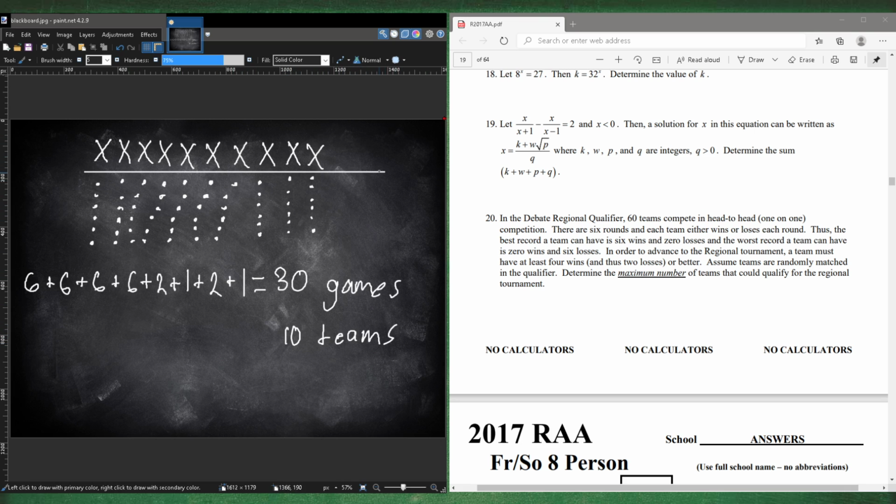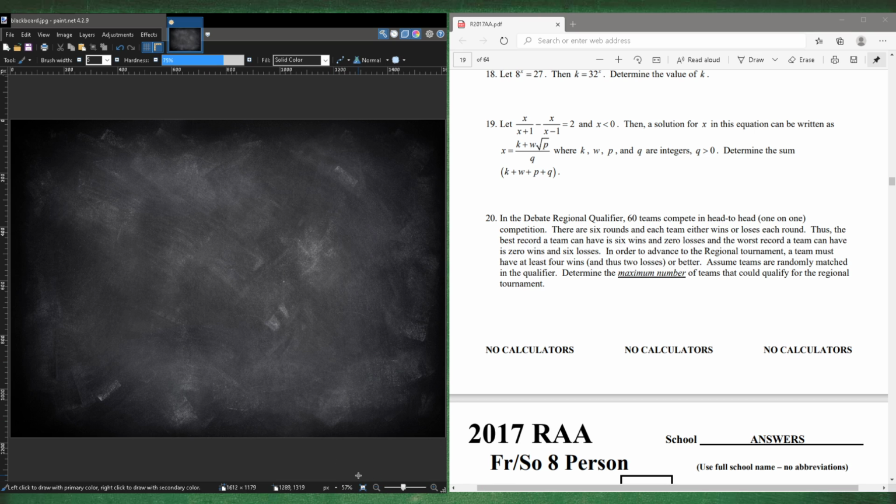So if we have 60 teams instead, how many games will we have? Well, we just need to scale it by 6. So 30 times 6 is 180 games. So there's 180 games in total. In each of the games, you have 1 win and 1 loss. So if you have 180 games, you also have 180 wins and 180 losses. But the only part that we care about is the 180 wins.